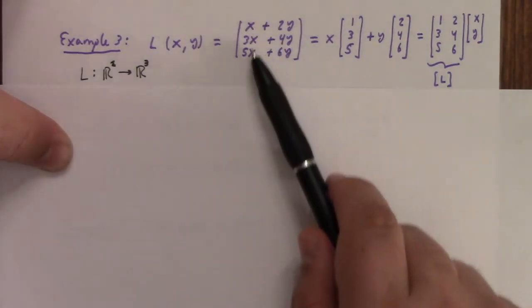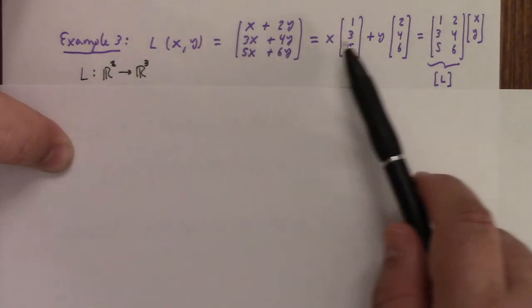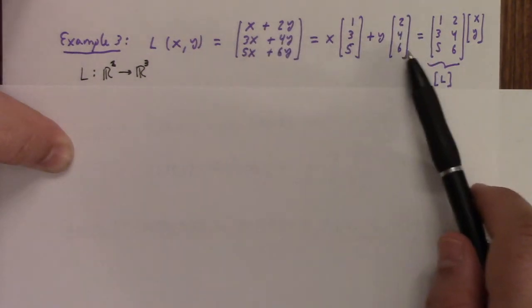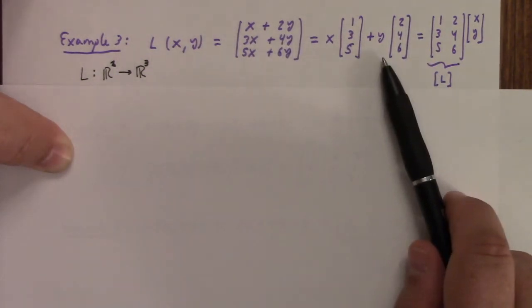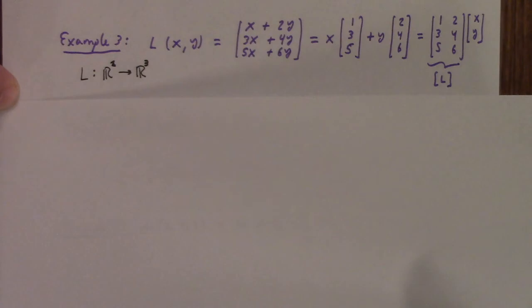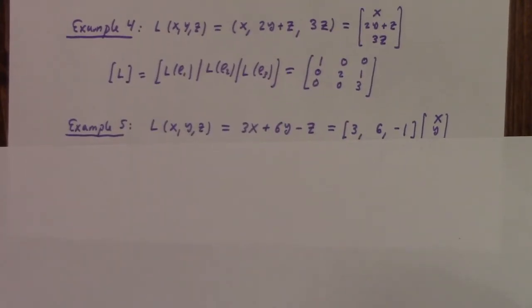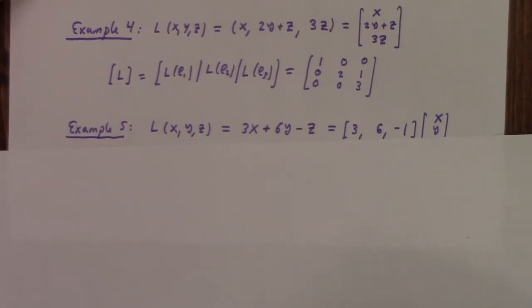And you can also look at it as x times the vector 1, 3, 5 plus y times the vector 2, 4, 6. That linear combination is this matrix product. Again, thinking of the matrix multiplication in that way may or may not have been emphasized by your instructor, and that's okay. But it's useful to know about.